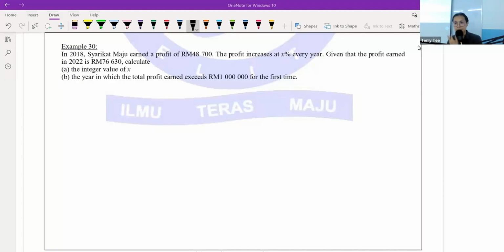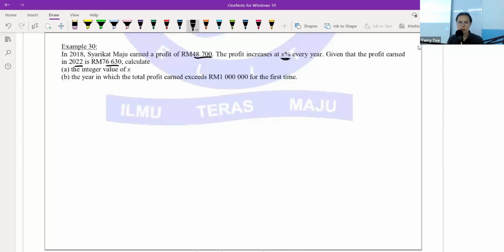When you talk about putting money in the bank, profit, price increase, or reduction in percentage terms, they're always geometric, because geometric is a ratio. Arithmetic is always a constant increment or constant reduction. So here in 2018, Syarikat Maju earned a profit of 48,700. The profit increases by X% every year, because they are Maju, they always improve. The profit earned in 2022 is 76,630. Calculate the integer value of X.